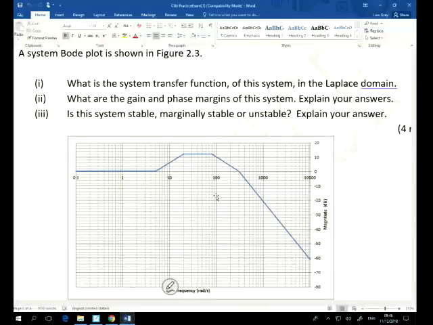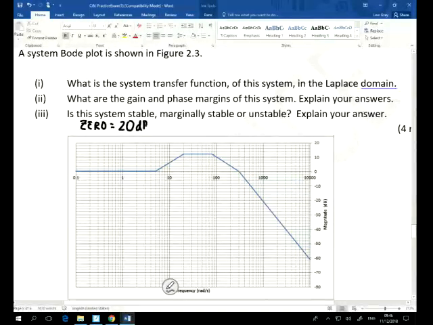So again, you need a wee bit of knowledge. You need to know that zeros cause a 20 dB per decade rise. And you know that poles cause a 20 dB per decade fall. So we can look at what's happening on the graph and work out from the bottom line.